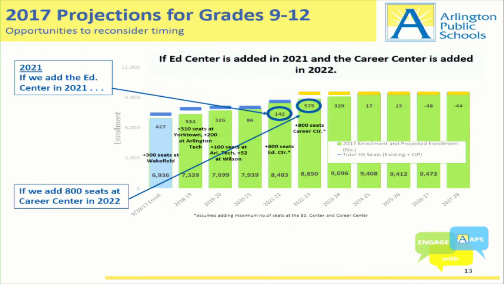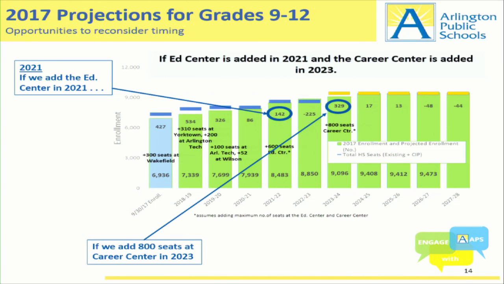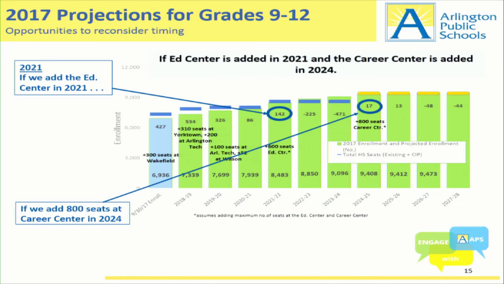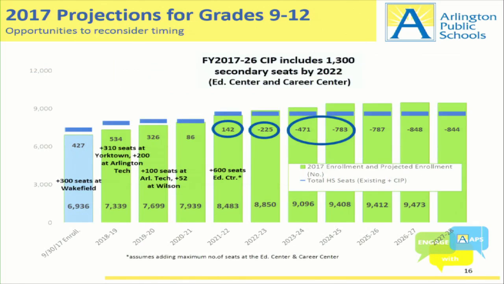So we updated the presentation today to show this. This shows what it would look like if we added 800 seats in 2022 at the Career Center. You see that we're in pretty good shape if we do it that year. We have more seats, the yellow bar, above the number of students enrolled. If we move it out a year, we're closer. We still have more seats than we need. This is where we start to need to begin pulling on seats. At this point, we need those 800 seats.